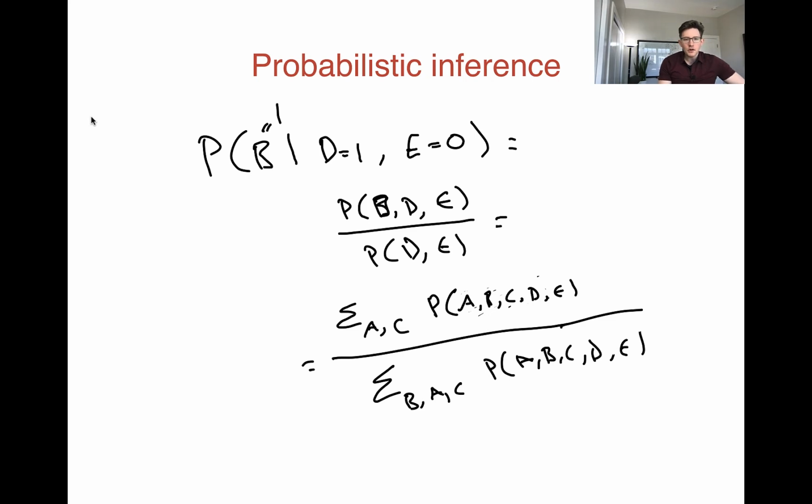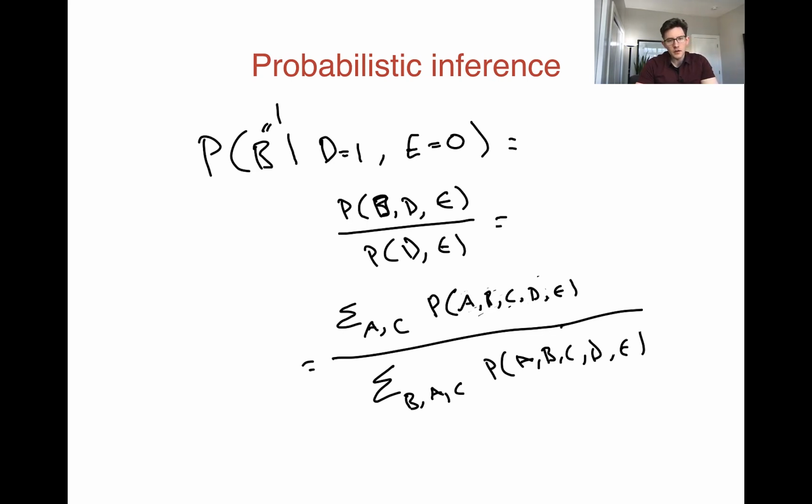And for a network that's really big, like let's say we have something like this, where here I'm using Q for our query variable, and then we have a whole bunch of variables we don't care about, and then we have some evidence over here. In order to figure out the probability of the query, in principle, we have to sum over all the possible values of all of those intermediate variables.